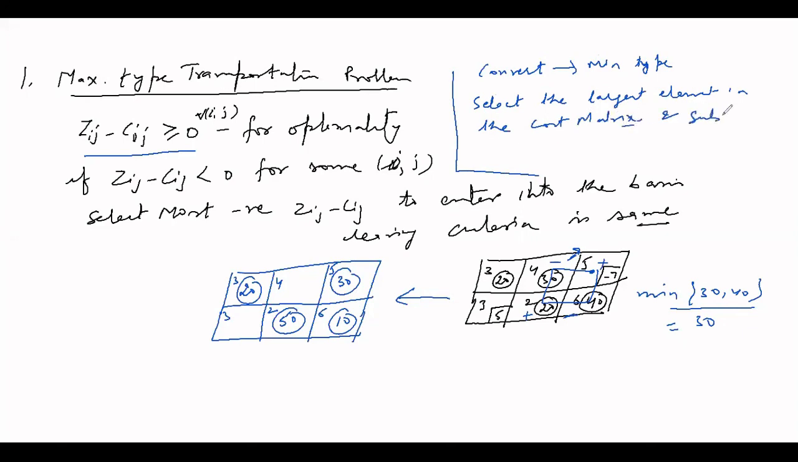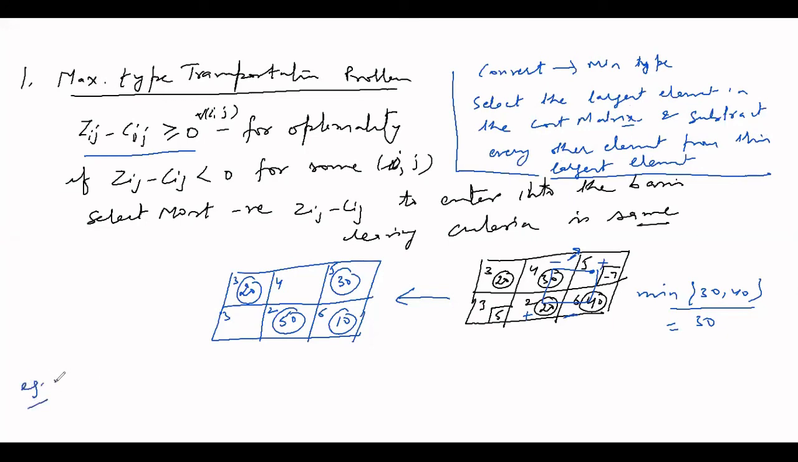and subtract every other element from this largest element. The resulting matrix, the resulting problem, will be a minimization type problem. So for this case, as an example, to convert to minimization, you select the largest element as 6, so subtract every element from 6, and what you will get is this.